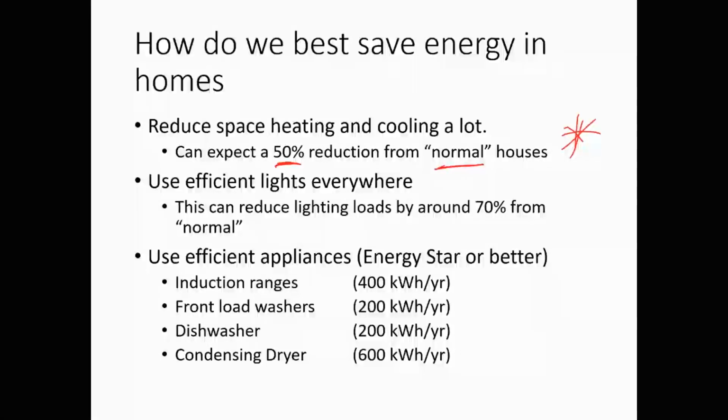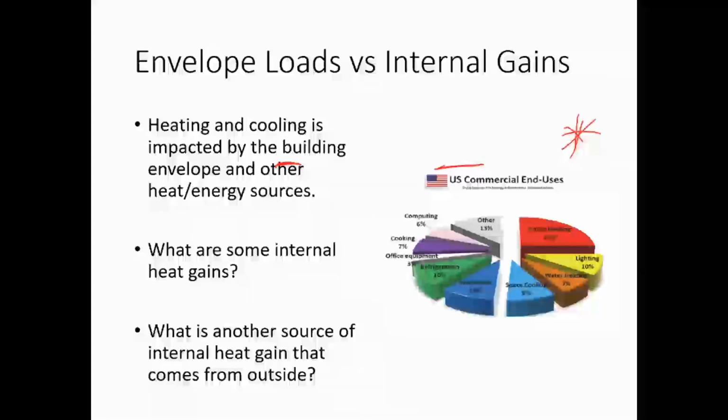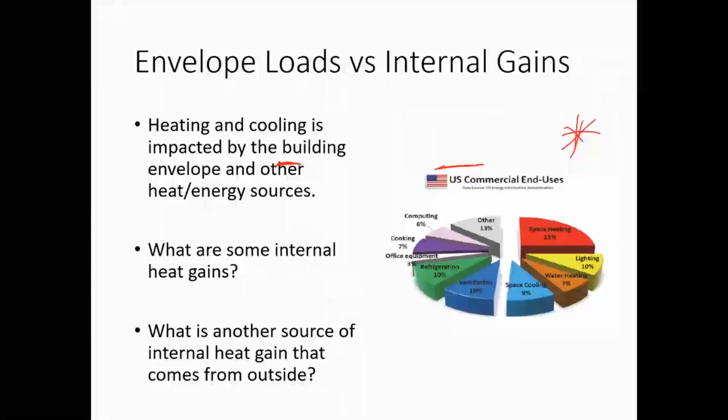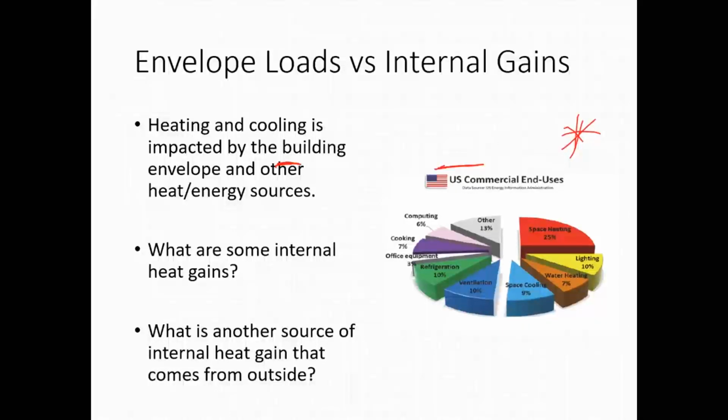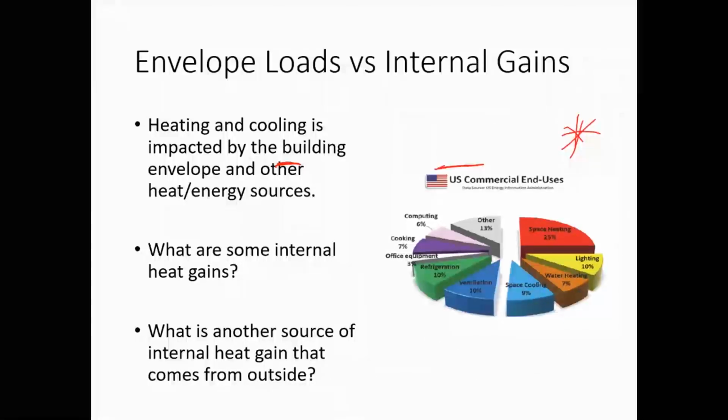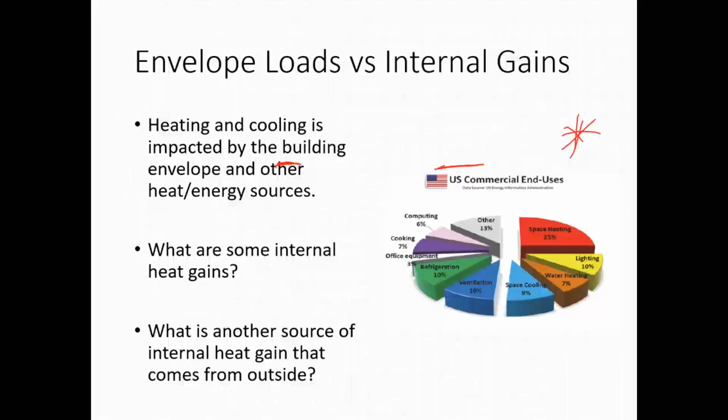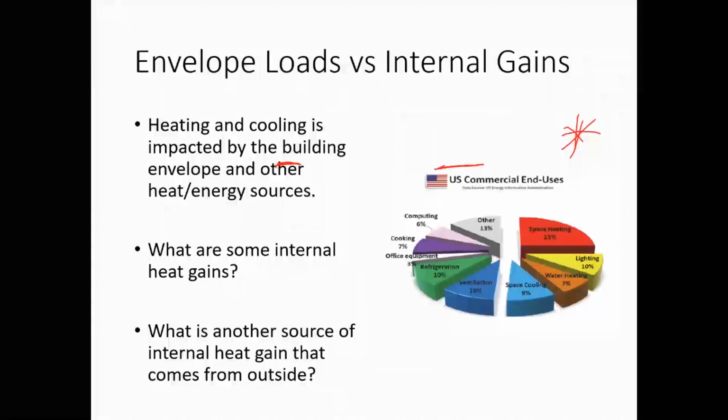So again, heating and cooling is impacted by the building envelope and other heat and energy sources. So what are some internal heat gains? Again, in residential, we have refrigerators, we have televisions, we have incandescent bulbs if we haven't made that switch yet. We have computers. All of your electronics are energy users, and they give off heat, right? So they're heat gains.